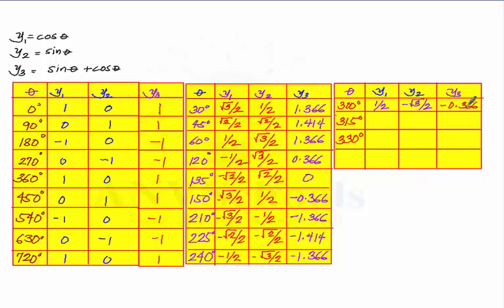And then after that, 315 degrees. This is 45 degrees, so it's in the fourth quadrant, with positive x and negative y, so this is square root of 2/2, this is negative square root of 2/2, so we will have a sum of 0. And for 330 degrees, we will have a reference angle of 30, so that's square root of 3/2, and negative 1/2. This will give us positive 0.366.